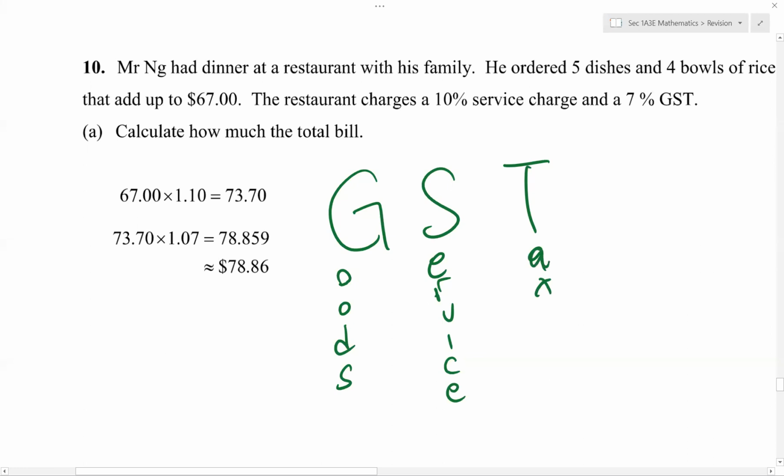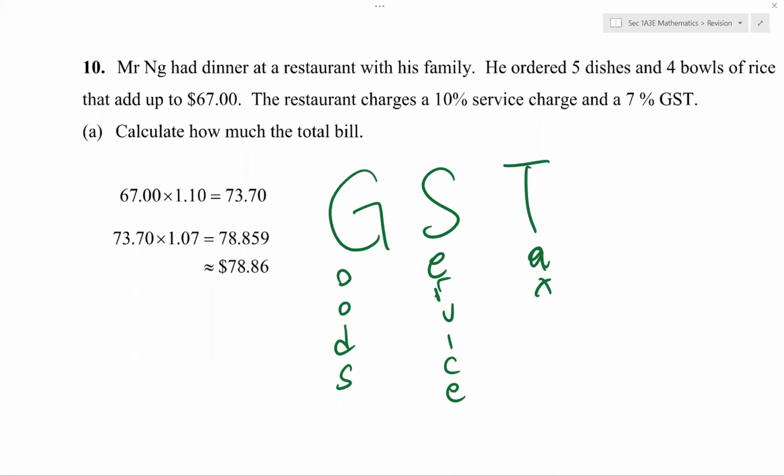Okay, now, as a consumer in Singapore, as a person who goes out and buy things, do you want GST to be high or low? You want it to be low. Who wants the GST to be high? Yeah, Craig got it correct. Government wants the GST to be high. Why? Who gets the GST? Yeah, government gets the GST.